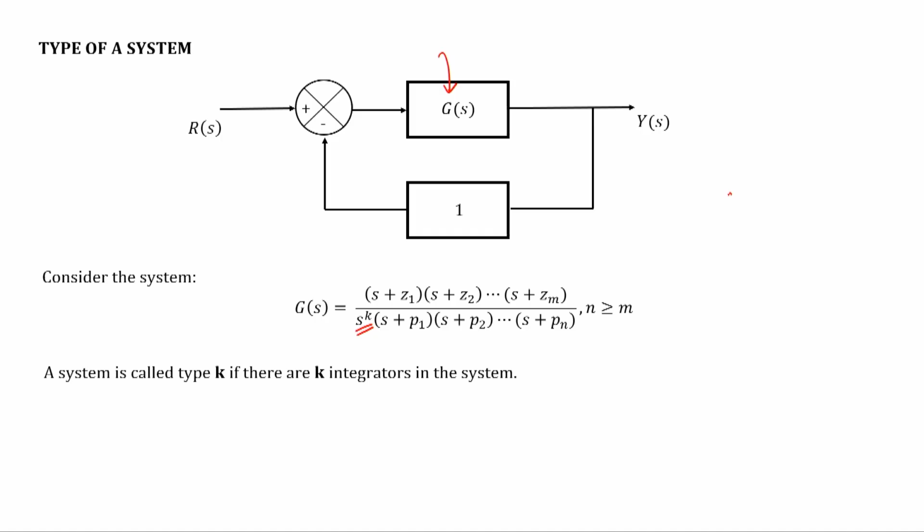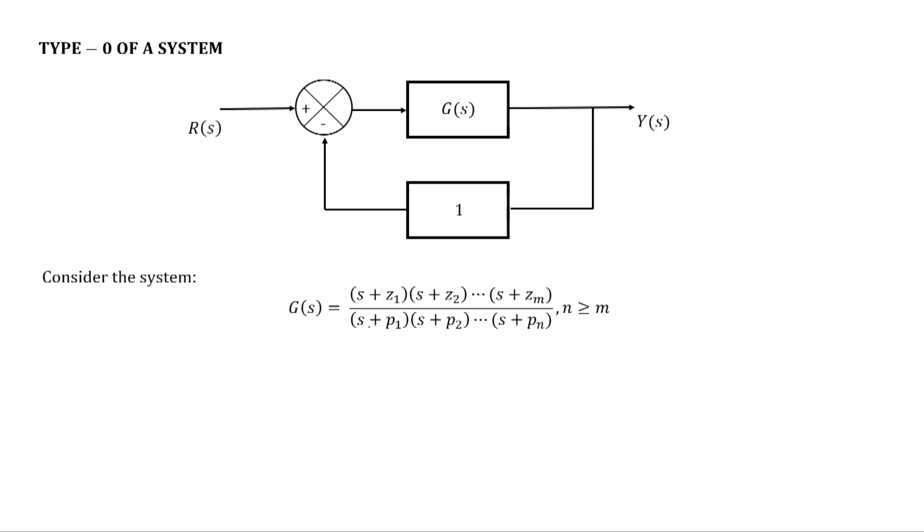What do you mean by integrator? If you remember, the Laplace transform of integration is 1 by s. If the Laplace transform of f(t) is equal to F(s), then the Laplace transform of the integral of f(t) dt is F(s) by s. So, due to integration this 1 by s term is coming. So, 1 by s represents integration. How many integrators the system has, or how many poles are there at the origin, is known as the type of the system.